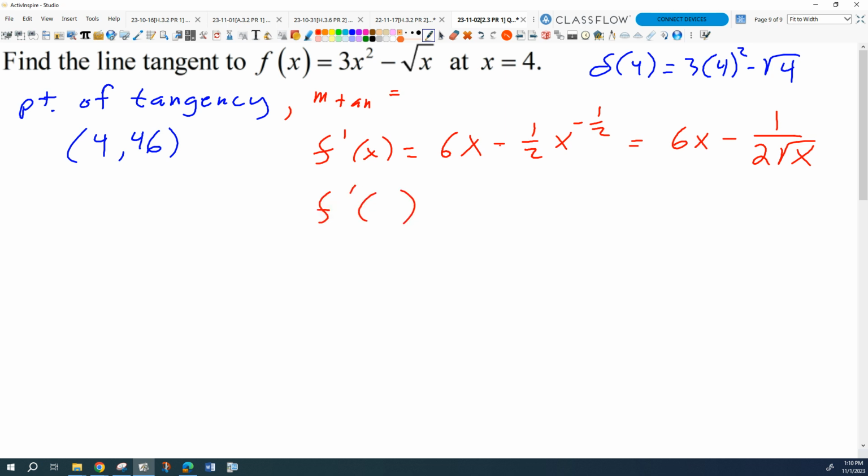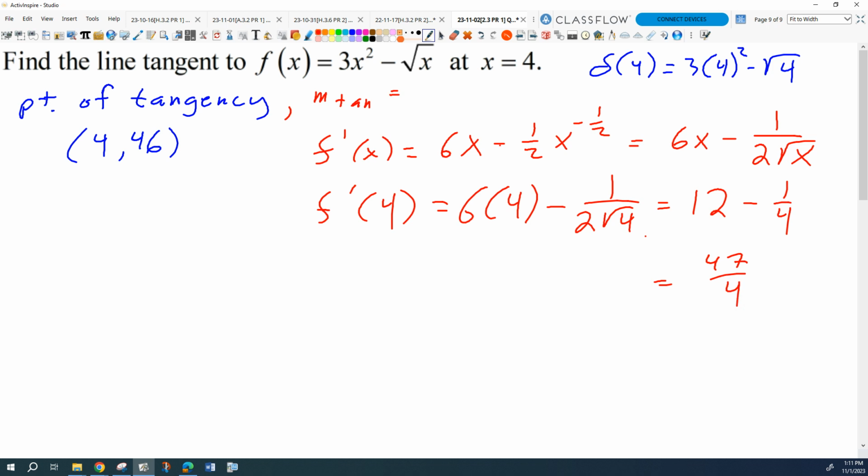of, makes sense. So what value am I plugging into my derivative to find the slope of the tangent? 4. Good. I want the value of the derivative at the location of the point of tangency, which is when x equals 4. So I get 6 times 4 minus 1/2 times the square root of 4, which is 12 minus 1/4, which is what, 47/4?